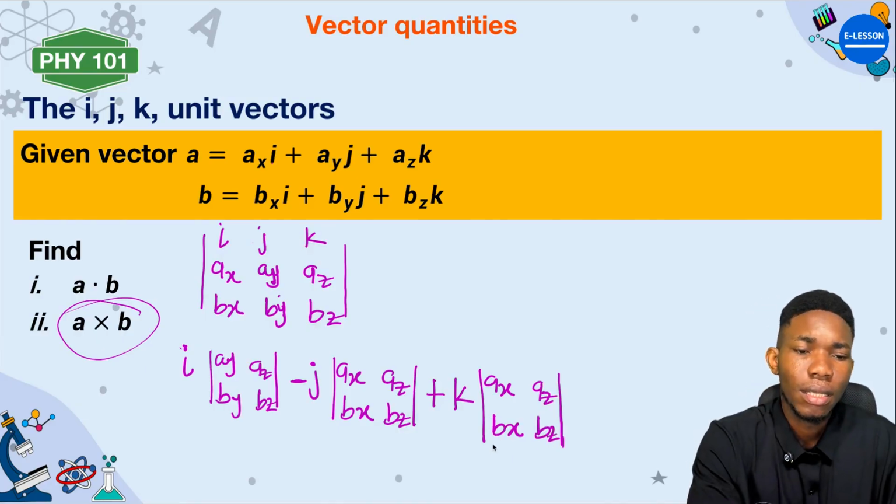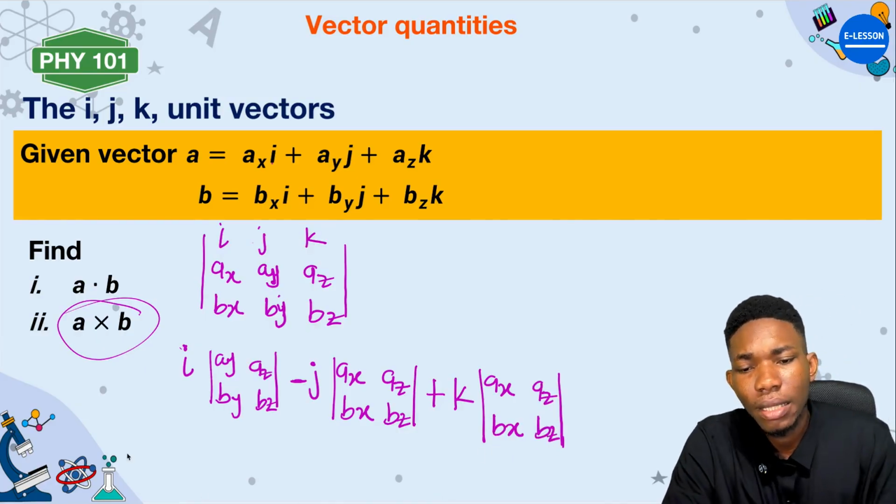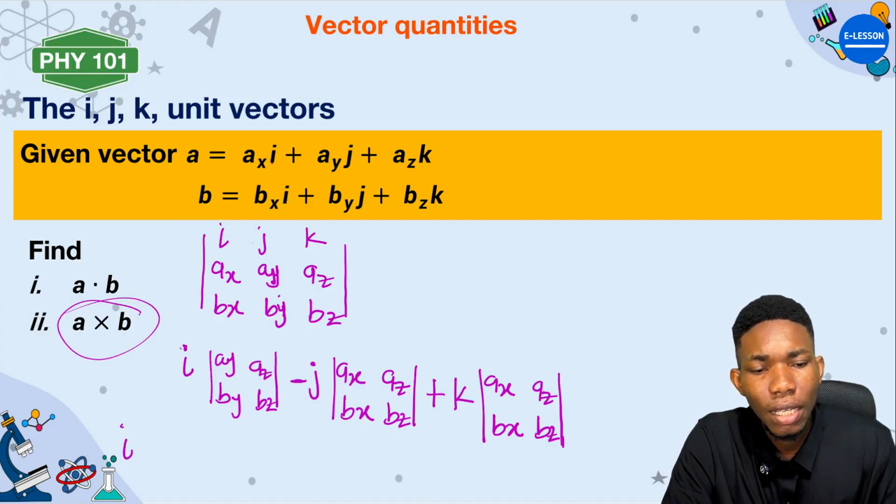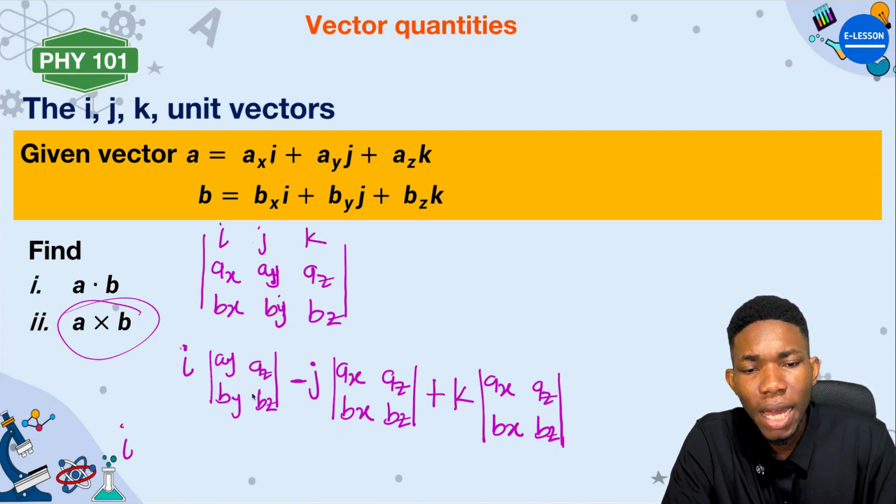Is that okay? Now, having gotten that, the next thing you are going to do is come back here and write I. You are now going to multiply like this horizontally. Use this one to multiply this, subtract it from this one. Use this one to multiply this, subtract it from this one. Use this one to multiply this, subtract it from this one. Is that okay?